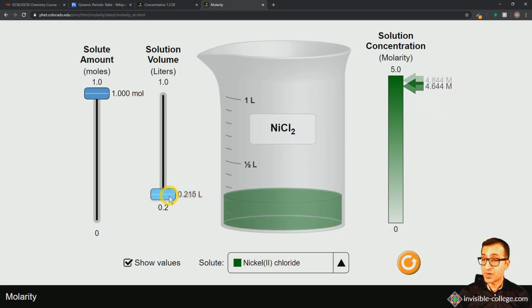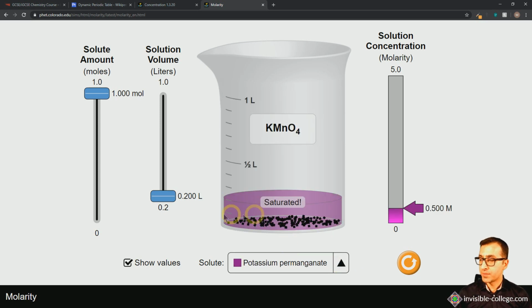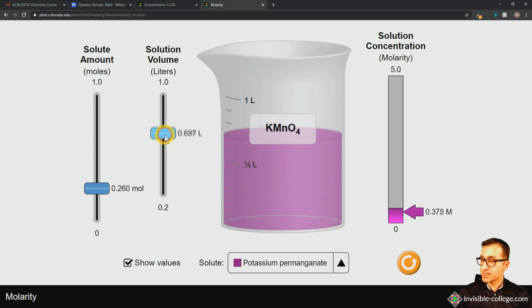And so now the concentration rises. Now, if I change this to another solution, let's say potassium permanganate, and decrease this, let's say we start with 0.26 moles of potassium permanganate, or potassium manganate 7, dissolved in 0.662 litres. This is 662 cubic centimetres or 0.662 decimeters cubed of water.